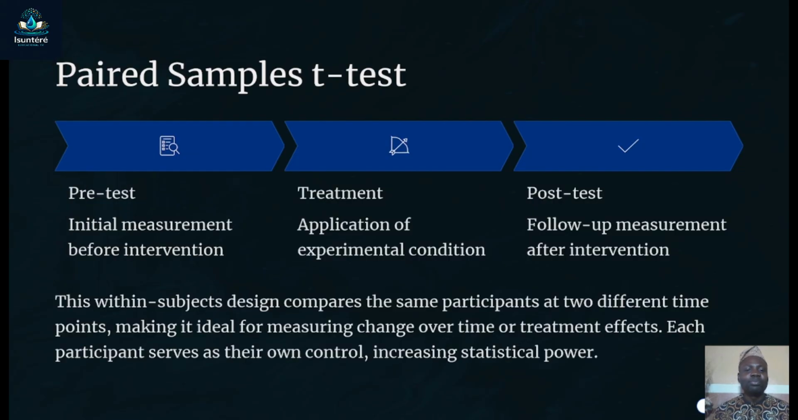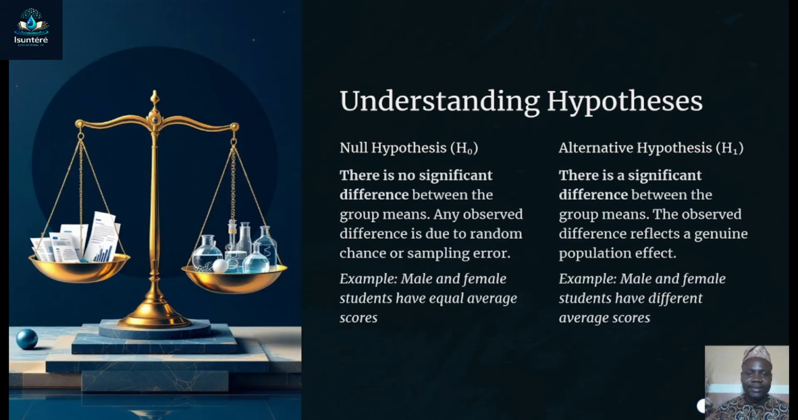So the next one is the paired sample t-test. And with this one, we usually have a pre-test, an initial measurement before intervention. We have treatment application on the same sample, from the same population. And then we have the post-test. We want to check whether the treatment has an effect. I have explained it. So it's measuring what is taking place over time. So that is the paired sample t-test.